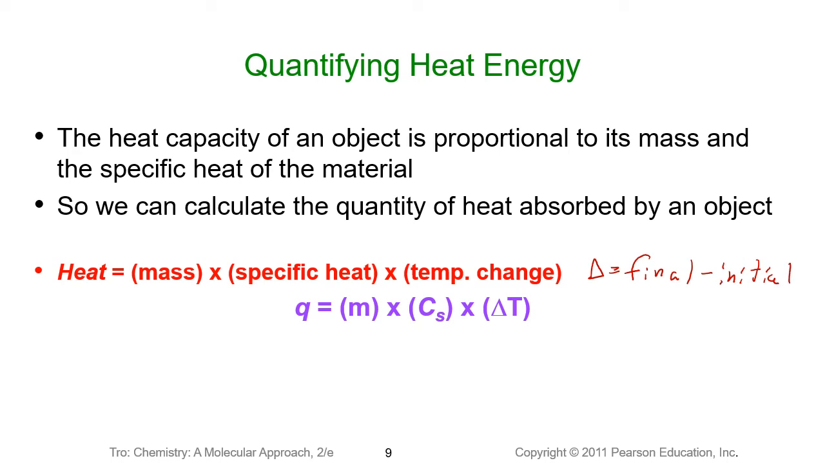So if we're going to calculate this, we need the mass of our object, the specific heat of the material that it's made out of, and the temperature change that it undergoes in order to calculate our heat.